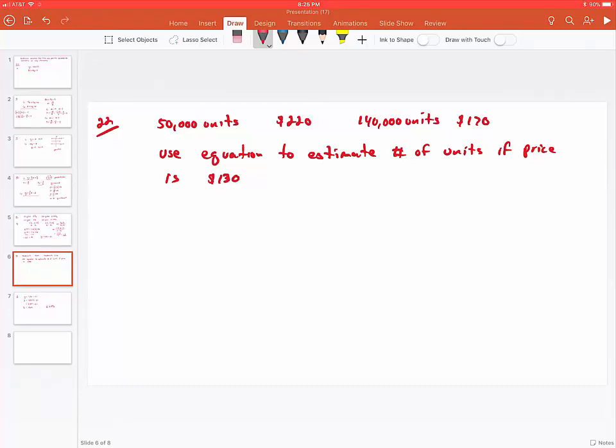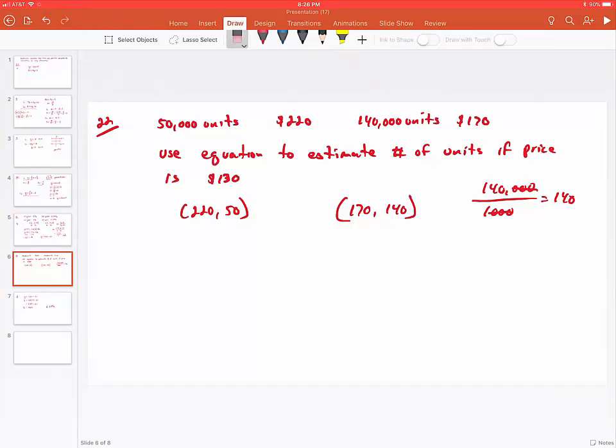So first thing we're going to do is they're telling us that the selling price is x and the units is y, but it's also telling us it's in thousands. So the 50,000 is going to be represented by 50, and the 140,000 will be represented by 140. If I take this and divide it by 1,000, I get rid of my zeros and I get 140. And that's how we arrive at the 50 and the 140.